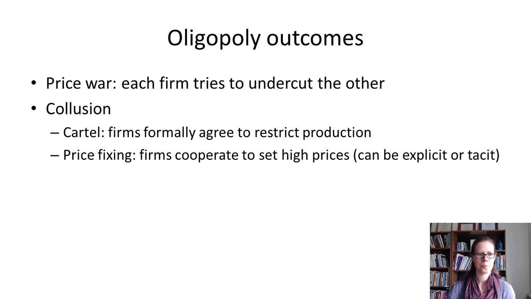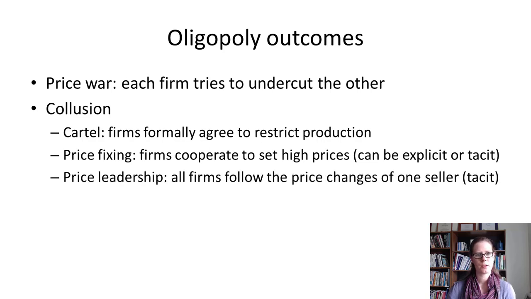Another form of tacit collusion is price leadership, where one dominant firm in an industry sets prices and then everybody else follows them. So for a long time, Air Canada played that role in the Canadian airline industry. When Air Canada raised prices, everyone else would too. When they lowered prices, so would the competitors.